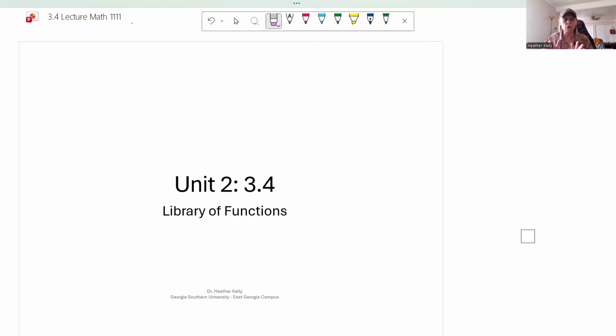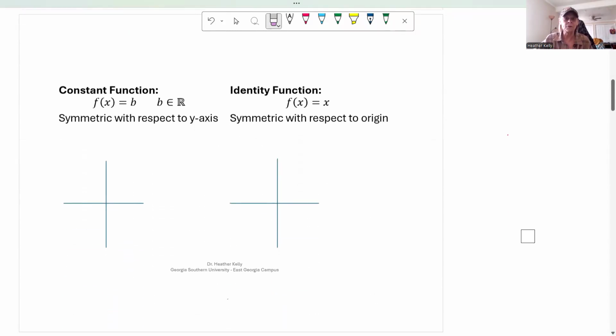Anyway, here we go. We're going to talk about the library of functions today. That's going to be just really general functions starting at the origin that we're going to get in our brain so that when we go to the next section, which is transformations of functions, we can use these ideas. So we're just going to talk about these very basic functions.